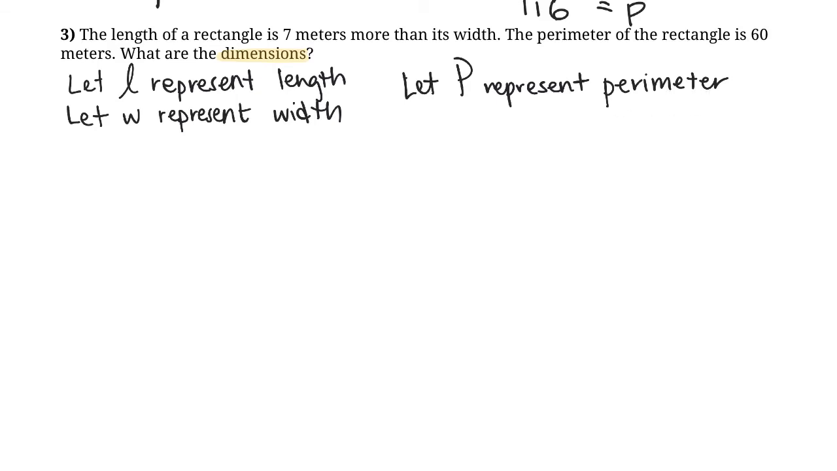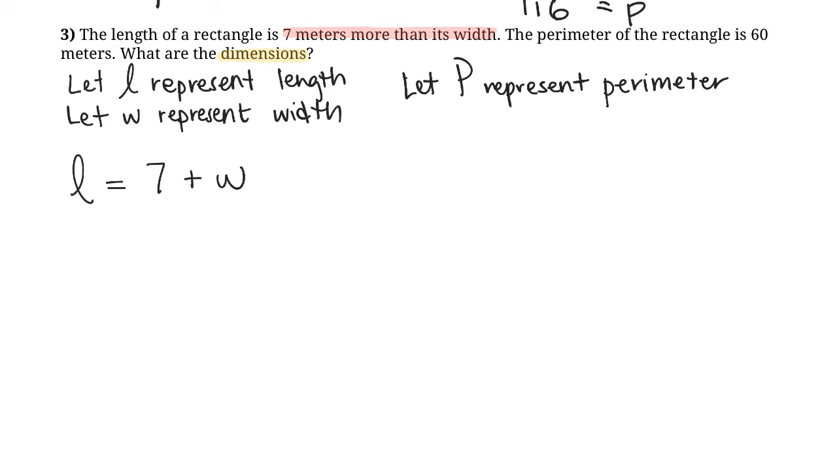So let's go ahead and go back to the question now and read what information was given to us. So for this particular rectangle, the length is 7 meters more than the width. So if we were to take that information and translate it directly from English to math, we could say the length is 7 meters more than the width.